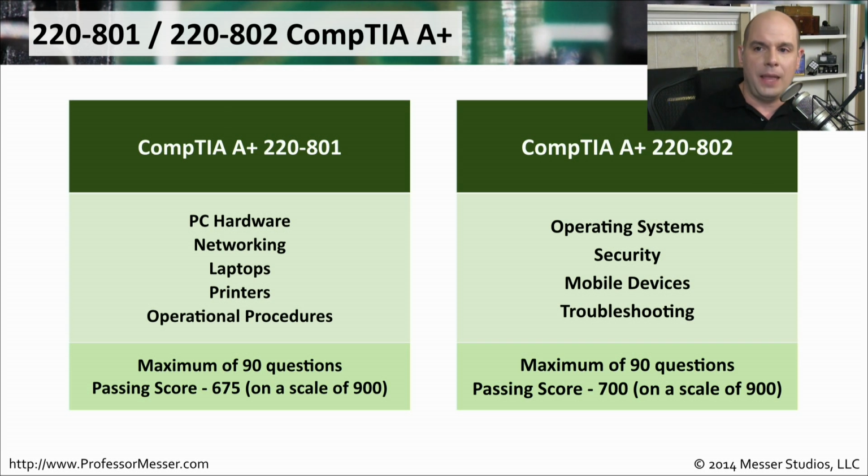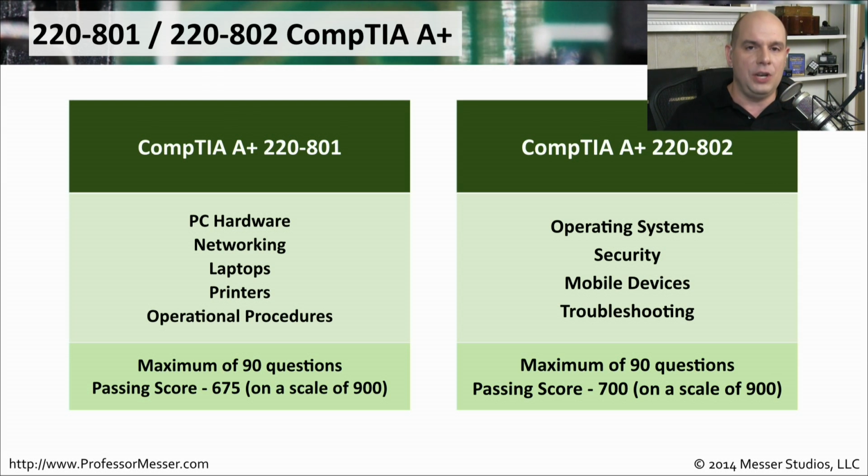The 801 exam has these topics on it: PC hardware, networking, laptops, printers, and operational procedures. You have to get a 675 on a scale of 900. Makes no sense, but that's how you do it. There's a 100 to 900 scale. And the way we believe this works is that every question is worth a different number of points, and you have to have that accumulate up to 675 points to be able to pass this on that scale. A little weird, isn't it? But that's the way it's done.